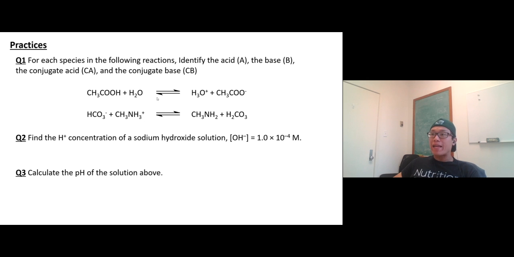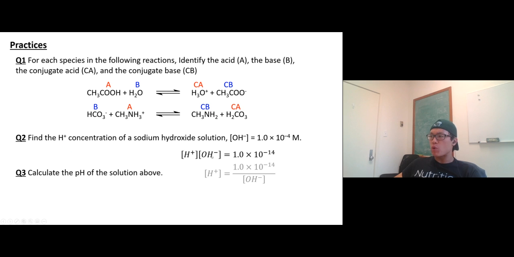All right, I have an extra practice for you. I'll just do it on your own, and I'll give you the key right here. First one, acid and base. I'm sure you guys can do that now. The key is right there. The second one, find the concentration of hydronium ion. Just that's it. One equation, you get it right away. Last one, calculate the pH of the solution above. You can do it.